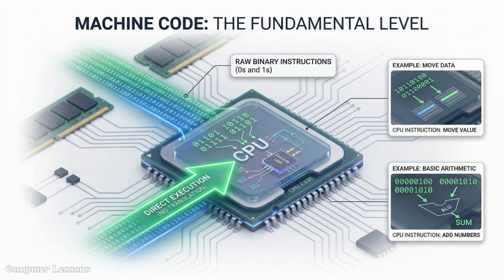Machine code consists of raw binary instructions that the processor executes directly without any further translation. Each instruction tells the CPU to perform a specific task, such as moving data. This is the most fundamental level of programming possible in any electronic computing system.